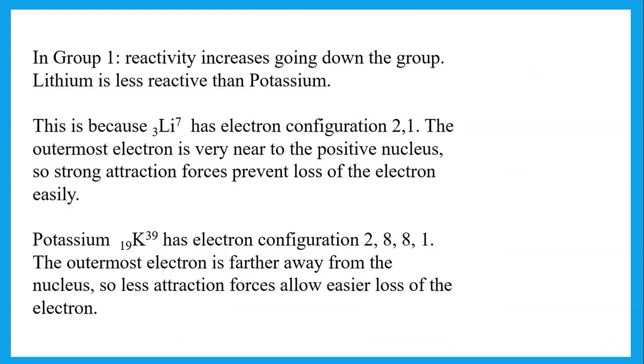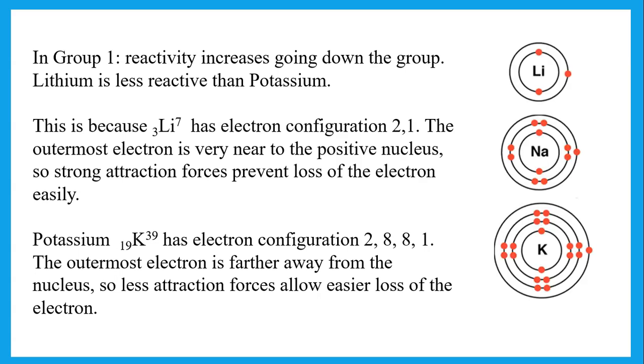Why does the reactivity increase going down the group? We should realize that as we go down the group, the atom has more shells, more electrons. The reactivity of a metal is related to how easily it loses its electron. So a more reactive metal loses the outer electron more easily. So as we go down, more shells, so potassium, for example, compared to lithium, has more shells.